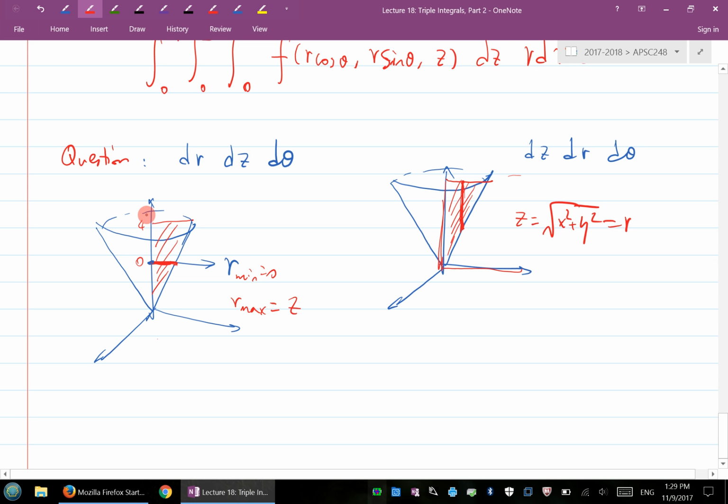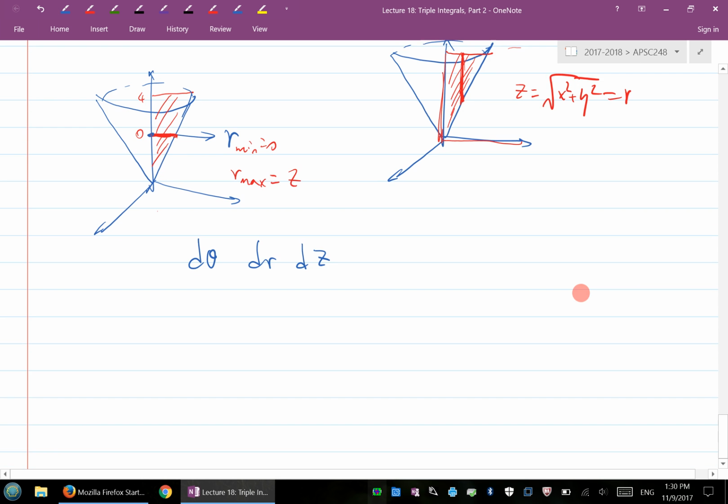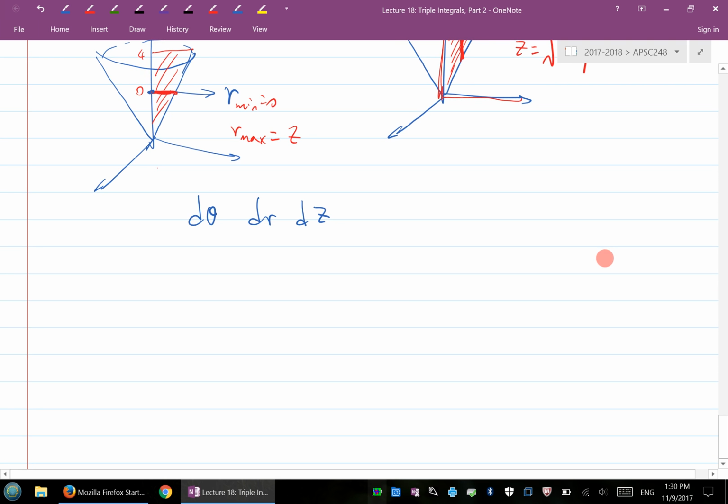It's like a manufacturing process, right? You could 3D print this line here first, and then you do the rest of the work. But anyway, that's the point here. The tricky part is d theta, dr, and dz. Think about this d theta, dr, dz. How do we recreate the region D using this order here?